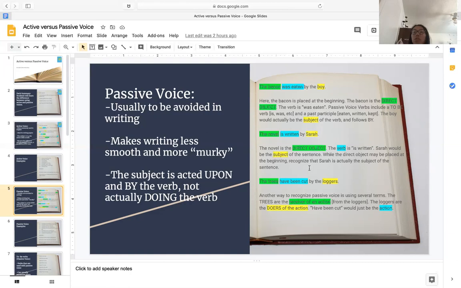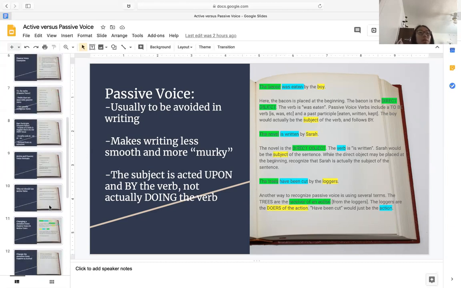Lastly, we have the trees have been cut by the loggers. We can also familiarize ourselves with passive voice by using several other terms. For example, the trees can also be the receiver of an action from the loggers, which is another word for direct object. The loggers would be the doers of the action, also the subject. And have been cut will just be the action or the verb in the sentence.